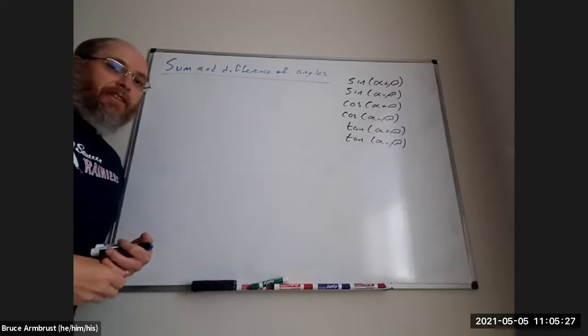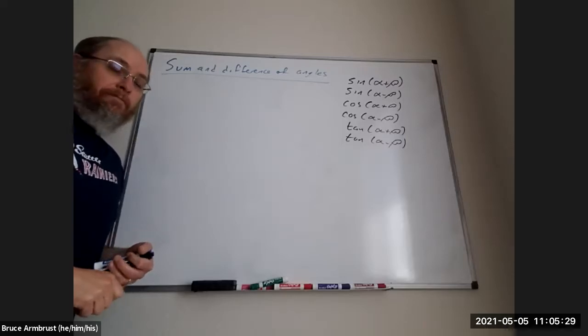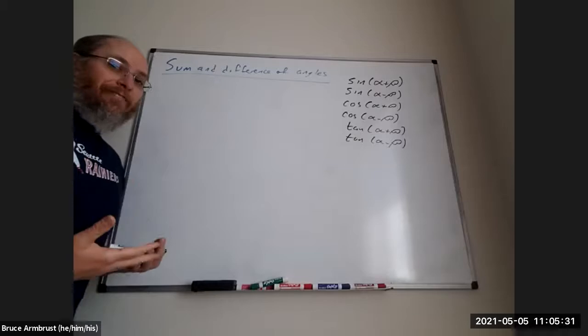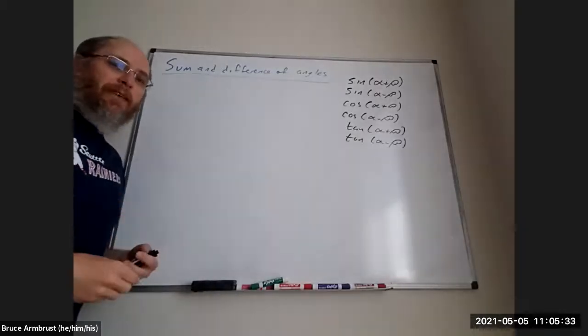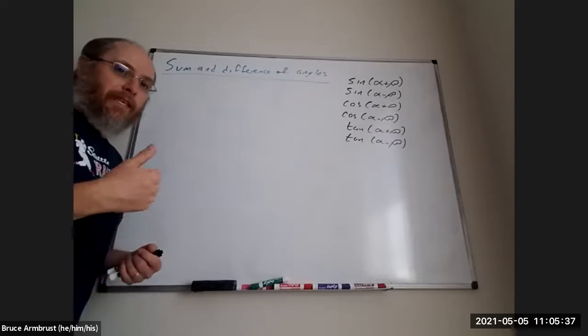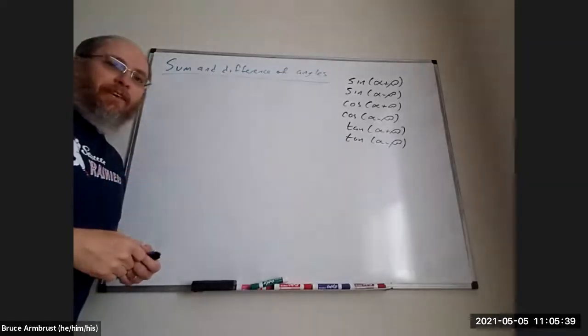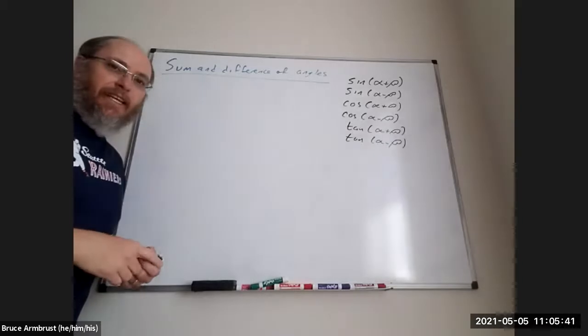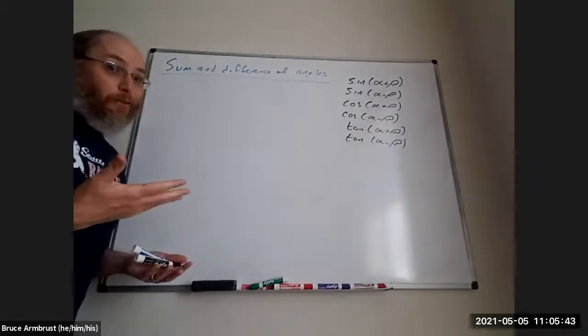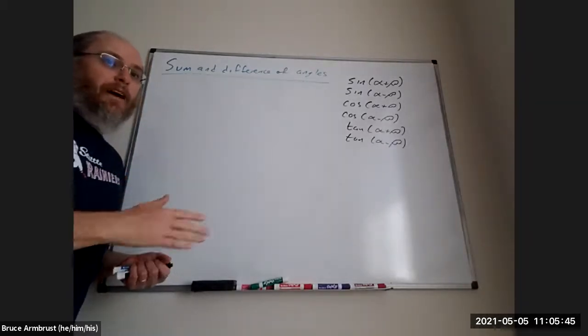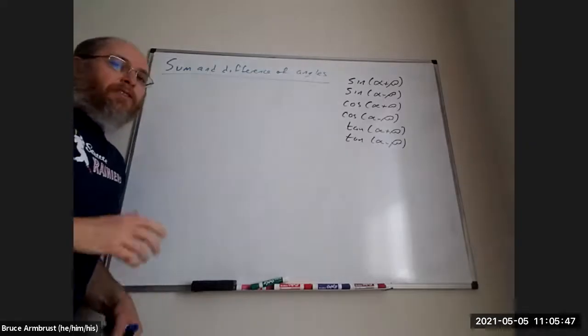The first one's going to really come from just the geometry of the unit circle. But then after that, we're going to get all the rest using other identities we already have. The even and odd identities specifically, we'll use the cofunction identities, we'll use the quotient identities. So we'll see a lot of them along the way.